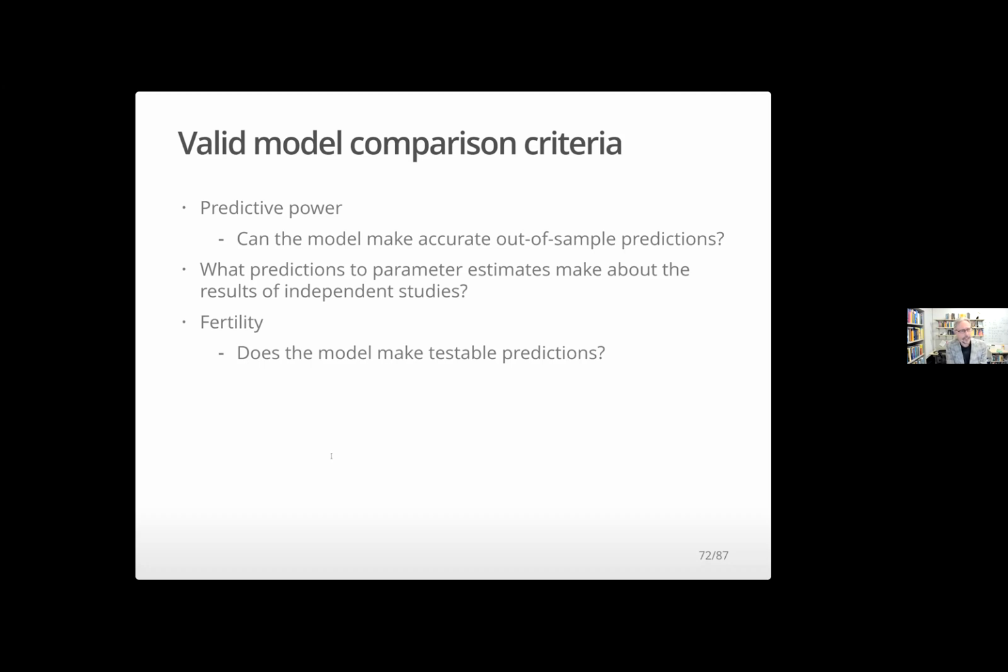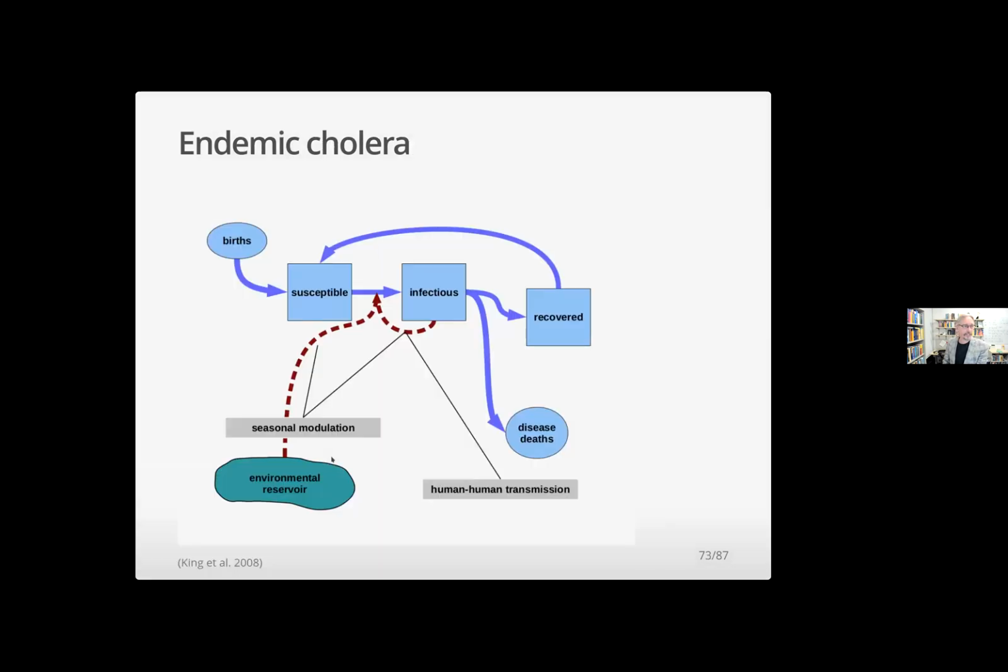Often it's not acknowledged that the parameter estimates themselves can be viewed as predictions from the model that can be compared against independent data if those data exist. Another important criterion to do with models is the fertility of the model. Does the model make testable predictions? Does the model lead to predictions that can be tested through other data gathering activities?